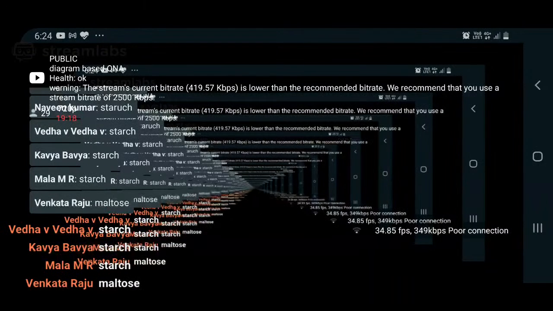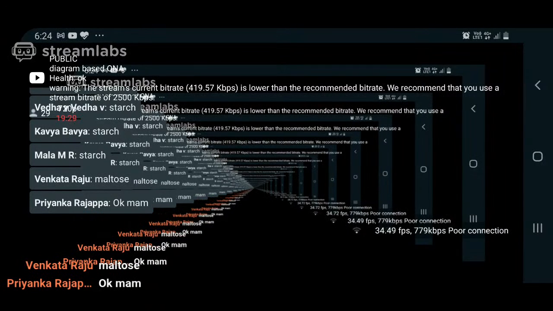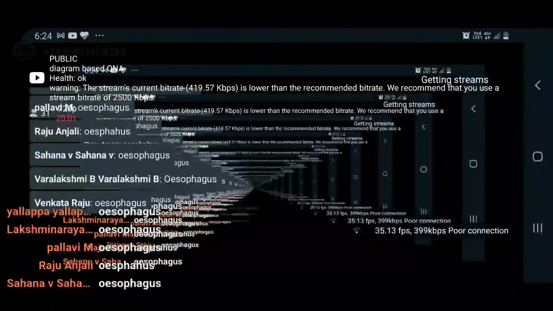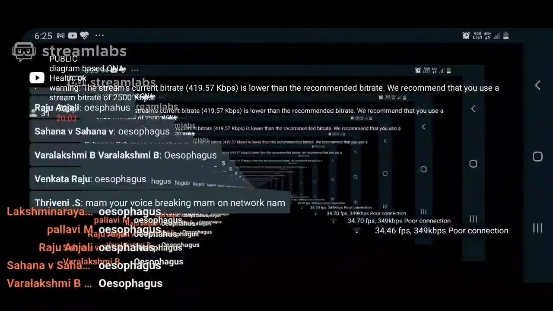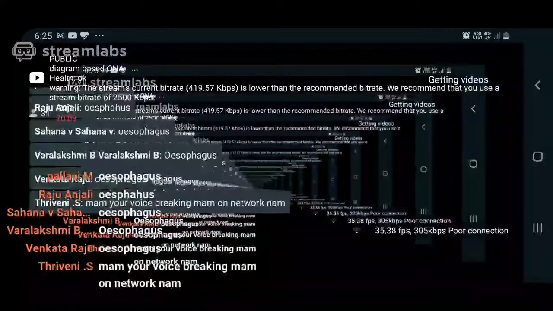What is the other name of food pipe? Perfectly, it is esophagus. Very good, Revati. Ashwini. Okay, Pallavi, Varlakshmi, Vidya. Now everybody answered correctly. Good. Good answers. I need such very good answers.